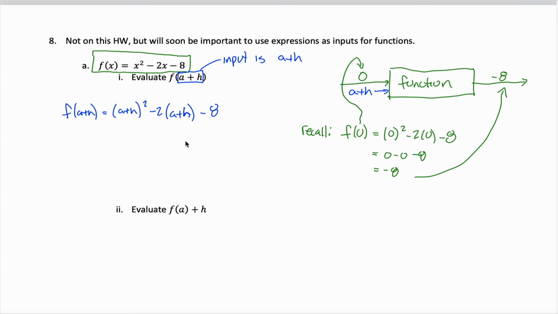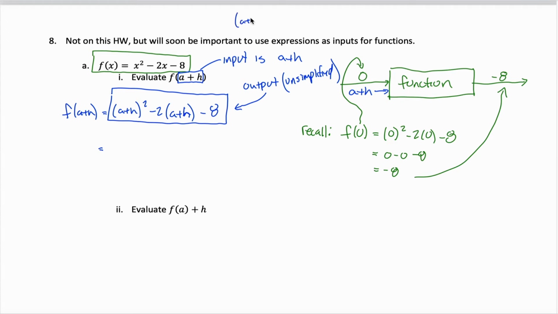Okay, that's a little bit of a lie. You can simplify this. There are other ways you can write this output. But I don't want you to confuse the simplification with the concept of this being the output when the input is a plus h. Because it'll be beneficial to simplify this thing in future sections, I want to show you how to simplify it. To simplify a plus h squared, you have to think a plus h times a plus h.